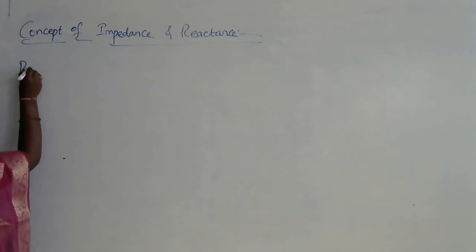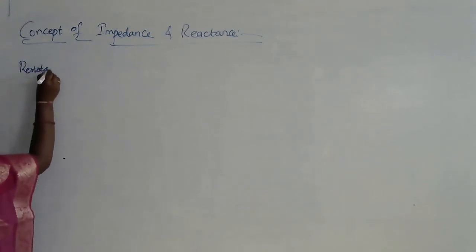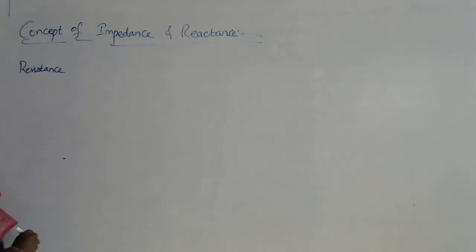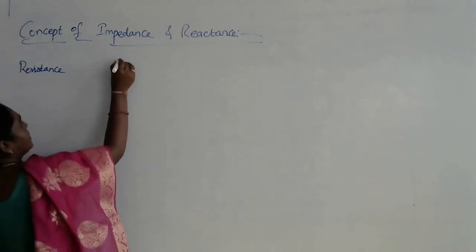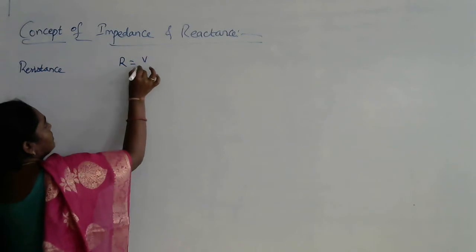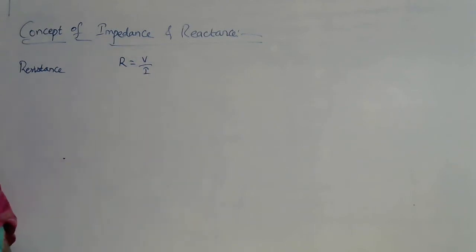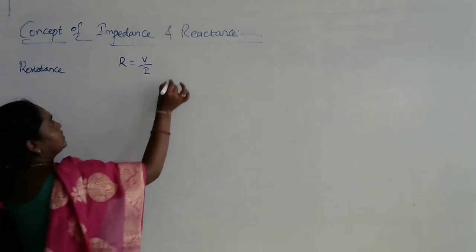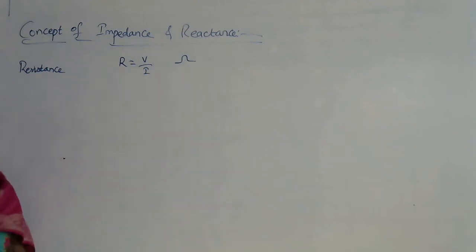The first element is resistance, which opposes the flow of current. Here we represent resistance as the ratio of voltage and current, and the units for resistance are ohms.